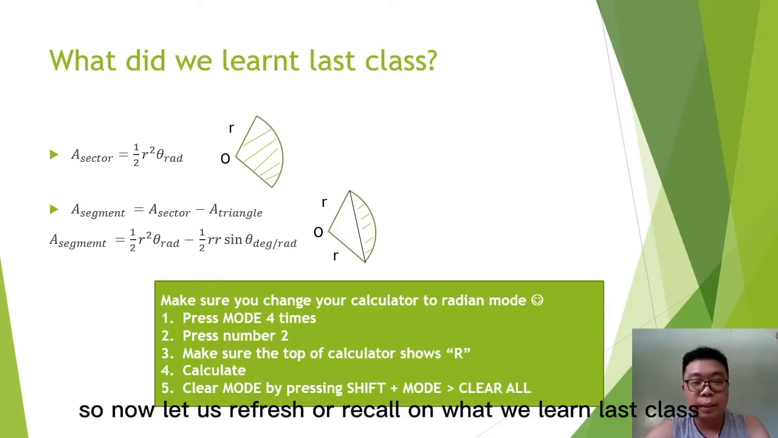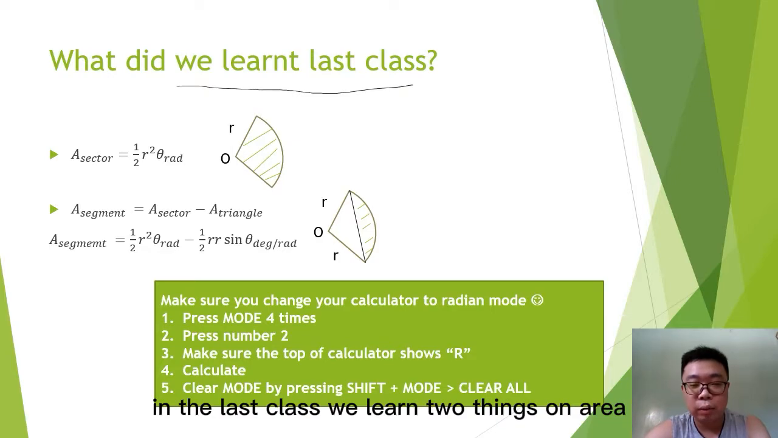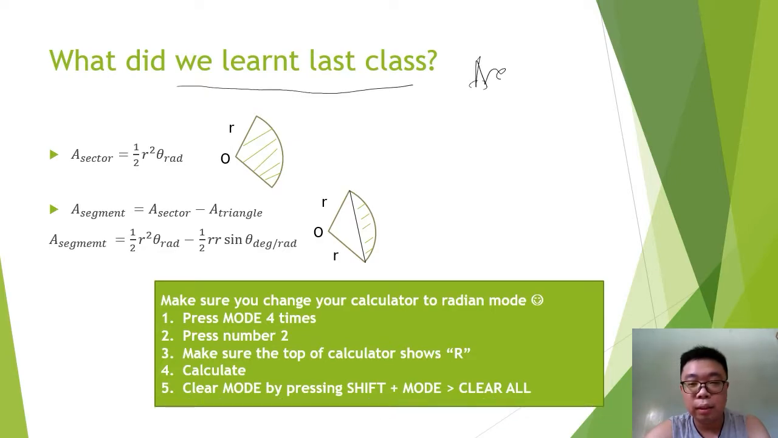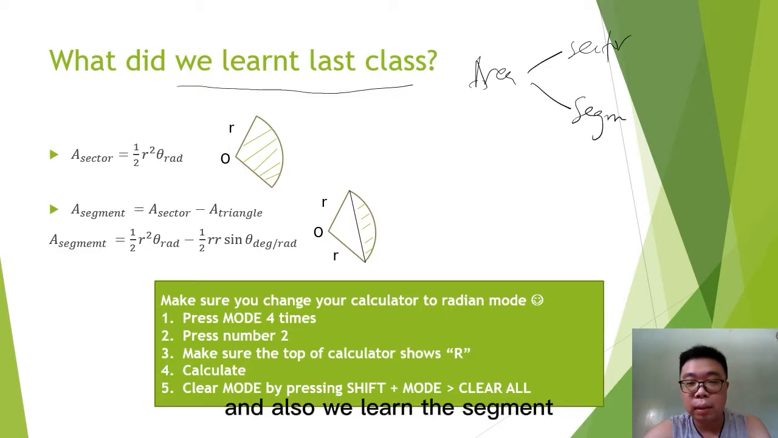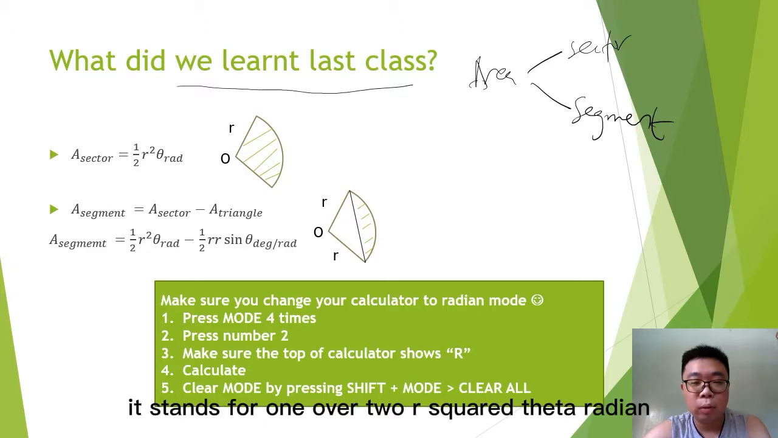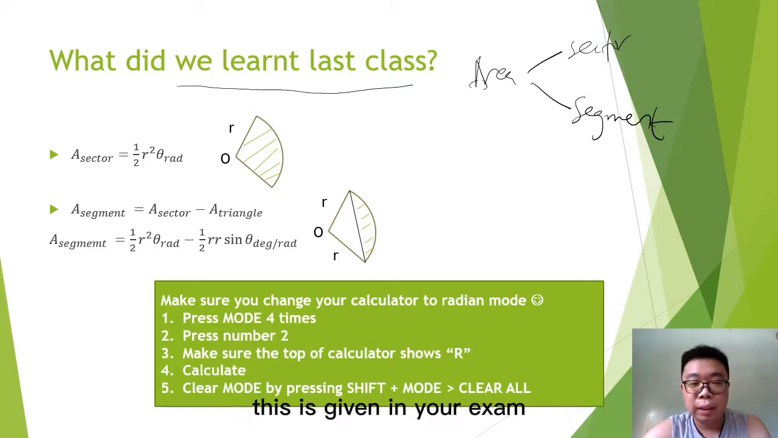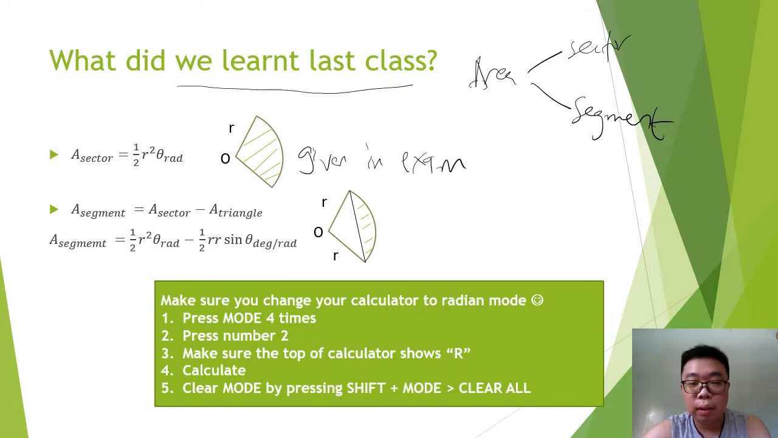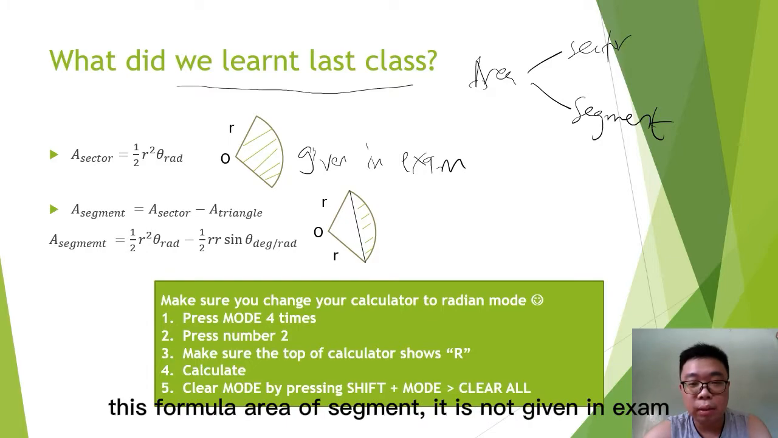Now let us recall what we learned last class. We learned two things on area: the sector and the segment. The area of a sector is 1 over 2 r squared theta, with theta in radians. This is given in your exam. However, the formula for area of segment is not given in the exam.